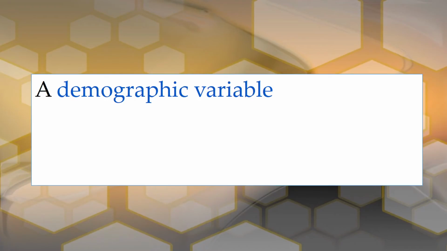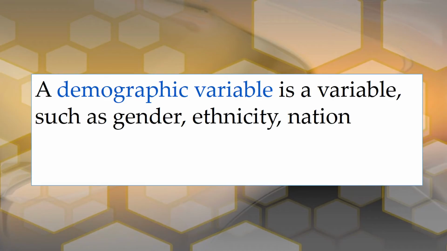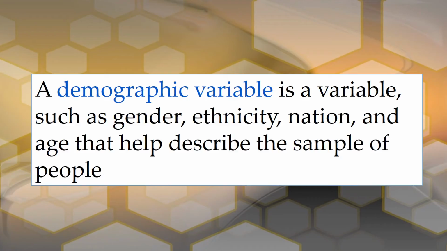A demographic variable is a variable such as gender, ethnicity, nation, and age that help describe the sample of people. So these are just there to describe the sample, so we get an idea of what the makeup of the people are in your sample.